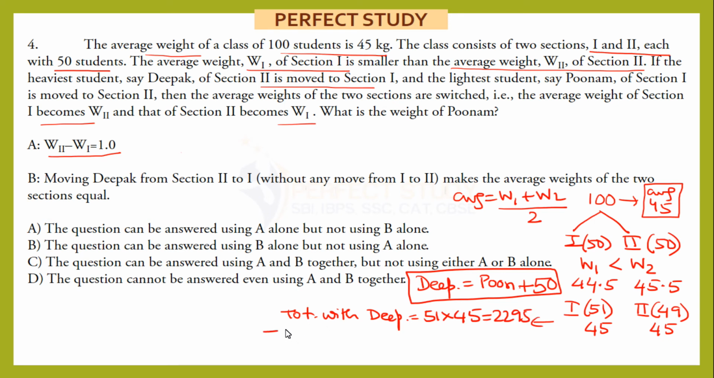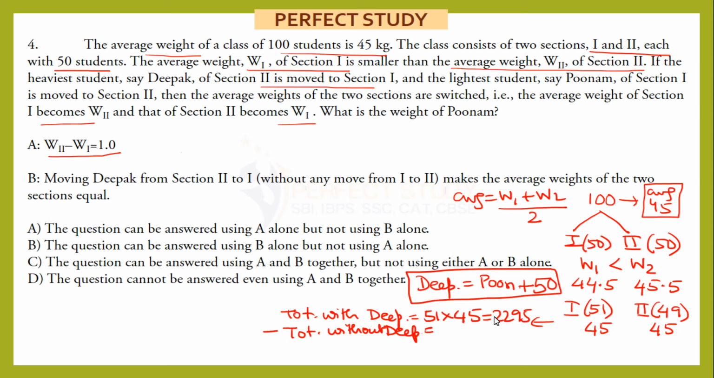From here what I have to subtract is the total without Deepak. What will be my total without Deepak? What I know is the number is 50, but what is this W1? Do I know this W1? Please don't take this 44.5 because that was in statement A. First I am trying to solve it without statement A. If it cannot be solved, then we will take statement A.